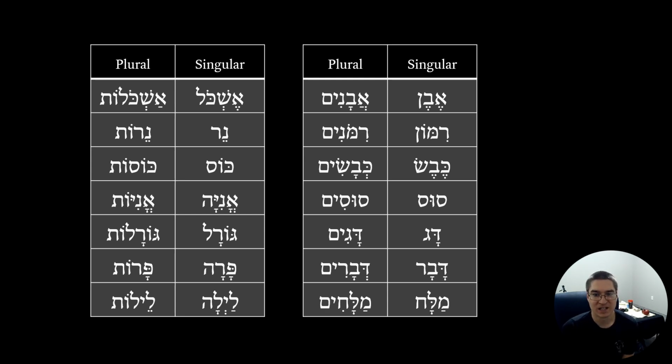On the left-hand side, eshkol becomes ashkolot, ner becomes nerot, kos becomes kosot, onia becomes oniot, goral becomes goralot, para becomes parot, and lila becomes lelot.